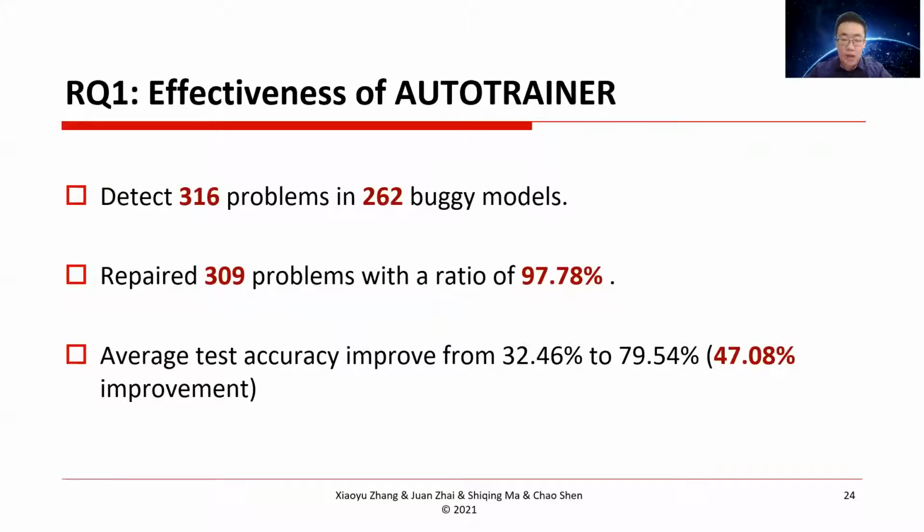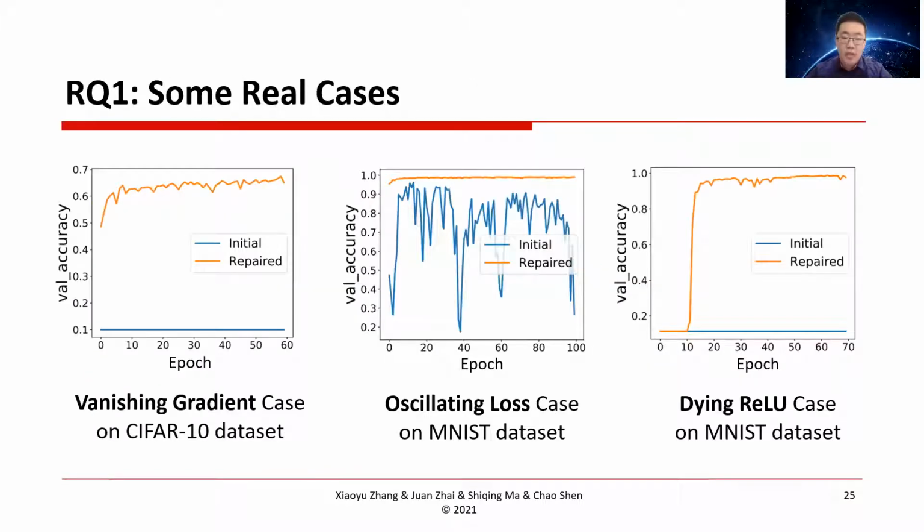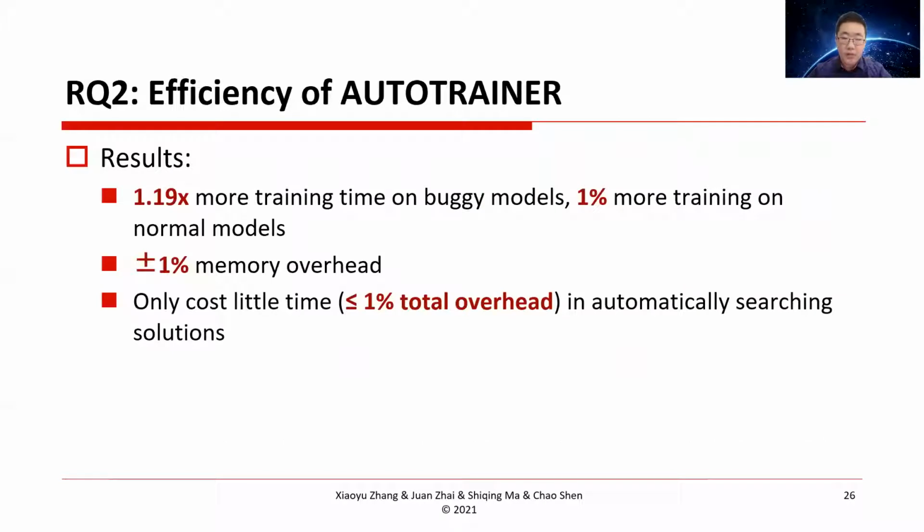for the manual try. The accuracy has been improved 47.08% on average. Here are 3 real cases on the MIS dataset and the Cepha dataset. The orange curve is the repaired accuracy curve, and the blue curve shows the original accuracy. From these figures, we can see that AutoTrainer does improve the training a lot. The RQ2 results show that AutoTrainer can detect and repair problems efficiently.